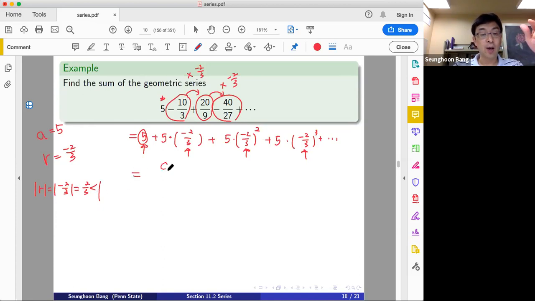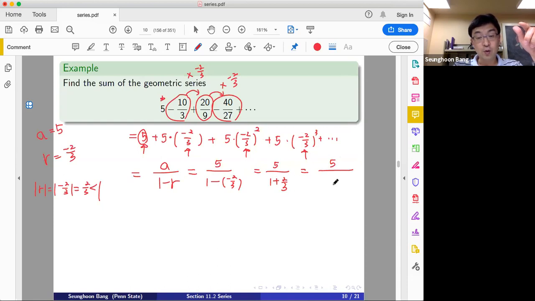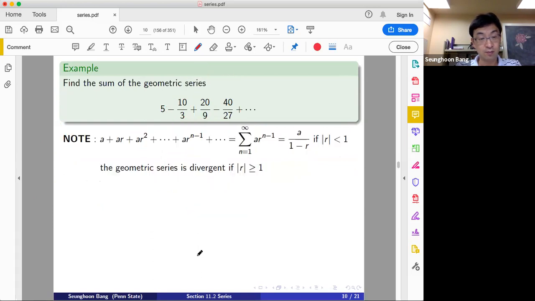What is the answer? The answer is always A over 1 minus R. So A is 5, 1 minus negative 2/3. 5 over 1 plus 2/3. 1 plus 2/3 is 5/3. The next step is 5 times the reciprocal of the denominator, 3 over 5. 5 is crossed out, the answer is 3. So that's it. This is the whole idea for solving this problem.